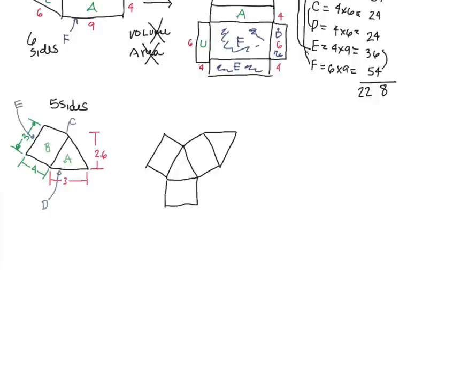Once again, this is A, this is B, and then we have C right here, we have D, and E. Don't be lazy. You've got to draw this stuff out exactly like I'm doing here. If you don't, you're going to get it wrong. Now remember, we have four different dimensions. You've got to use all of them. So let's go ahead and look at how we're going to use them.